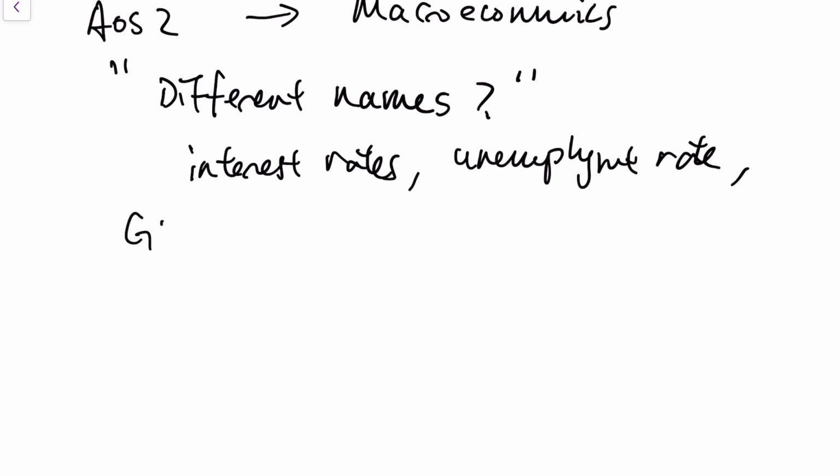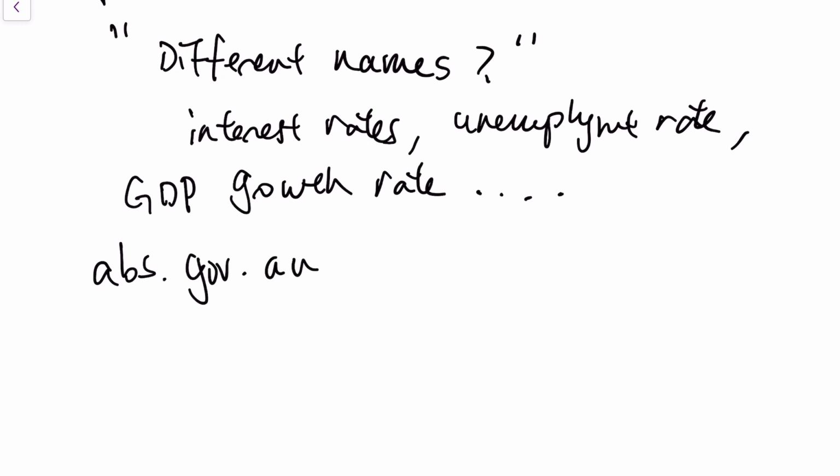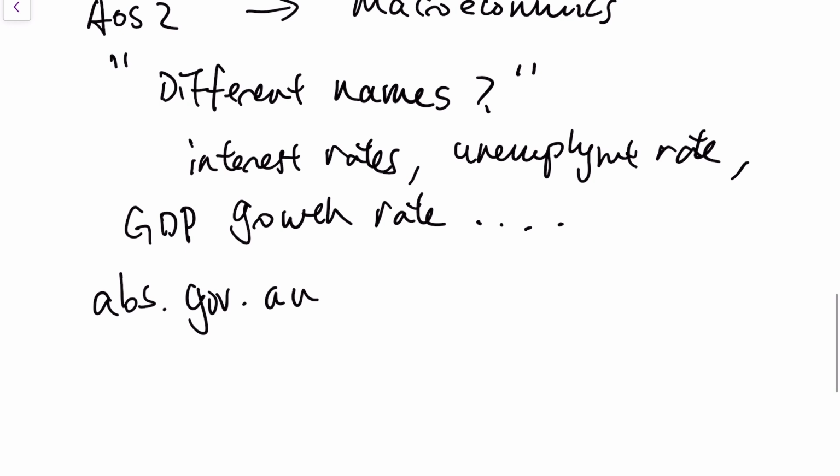We have GDP growth rate, so on and so forth. So that's the macroeconomic indicators. So if you go to ABS, Australian Bureau of Statistics, they usually publish macroeconomic indicators.